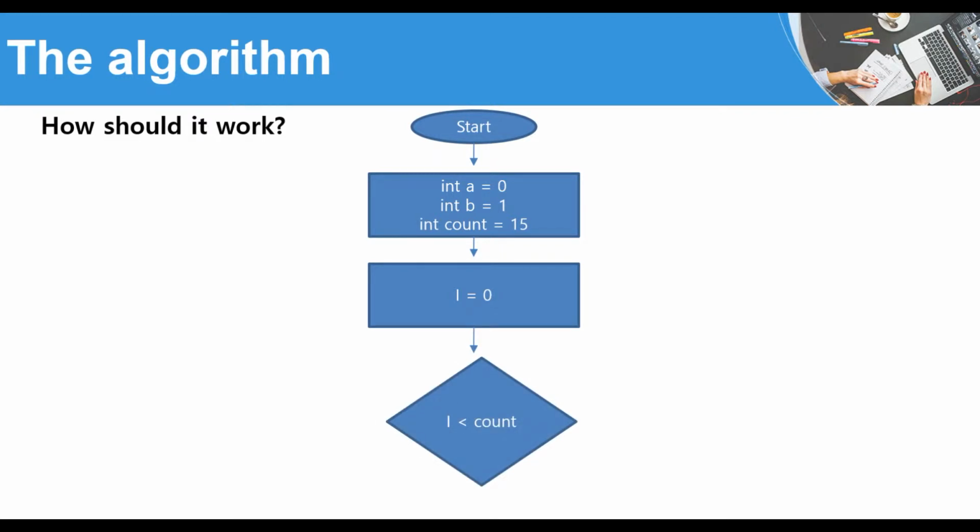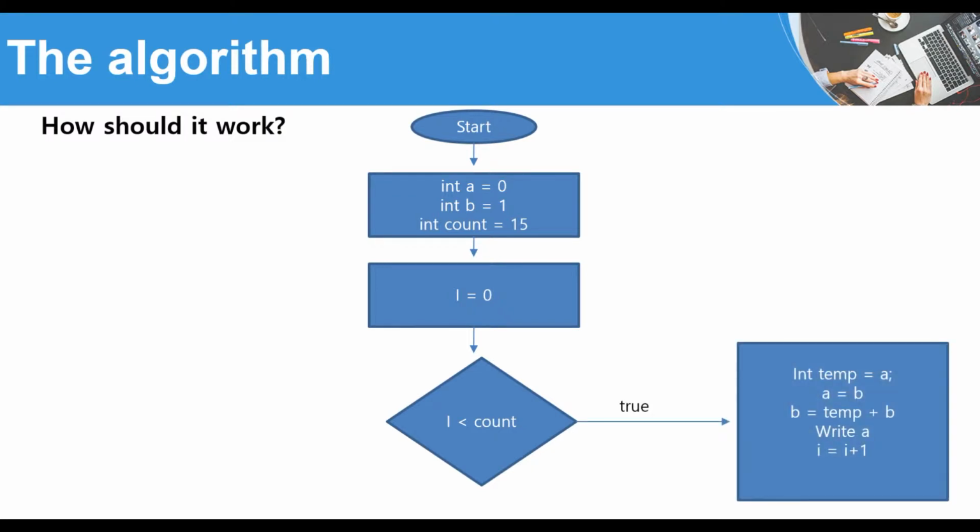Now, the next step we have to evaluate: is i less than count, so less than 15? In this case, we have to perform some operations. The first thing, we define a new variable temp, which is a temporary variable, and we will assign to temp the value of a, which for the first iteration will be 0.